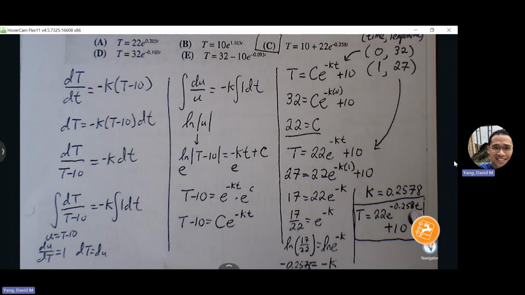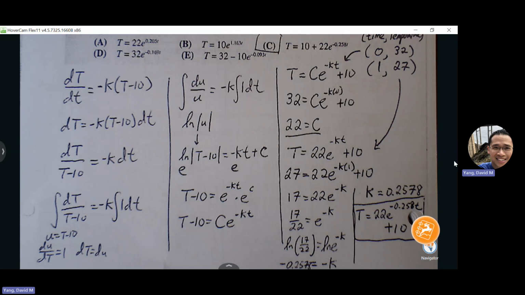And now that we're done with the calculus, we're just trying to solve for uppercase T and then solve for c as well. I decided that I wanted to solve for uppercase T first. So raise both sides with e as a base. Solve for T. I get ce to the negative kt plus 10. And now I have a set of ordered pairs that I can use to solve for my missing information.